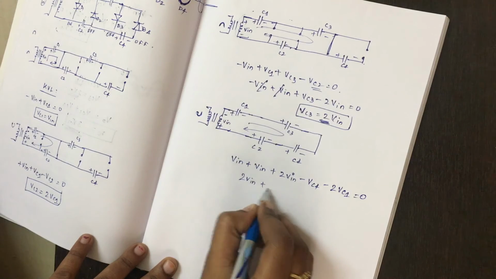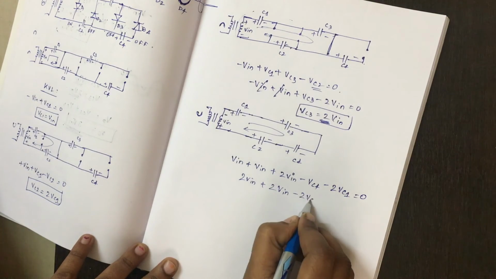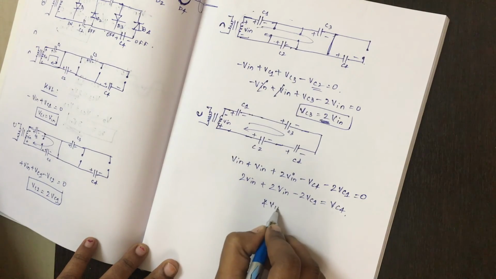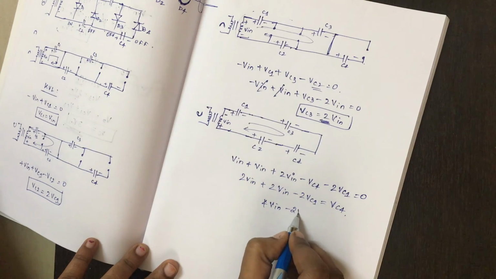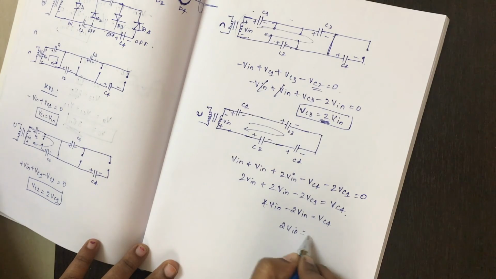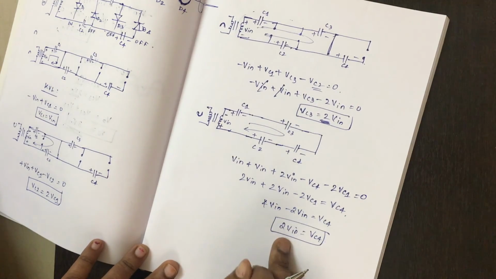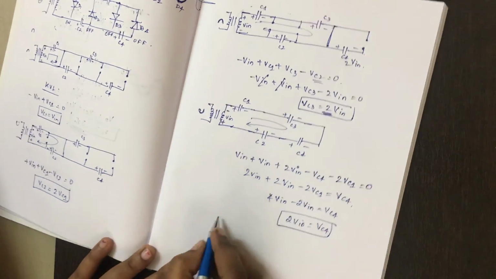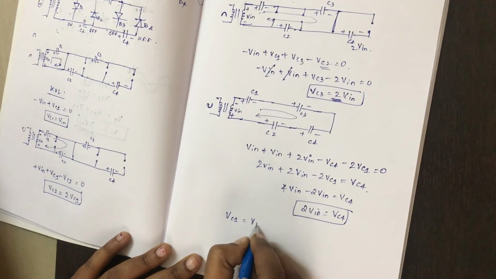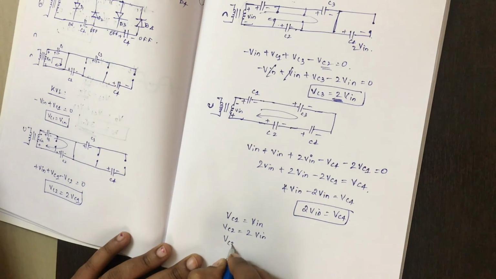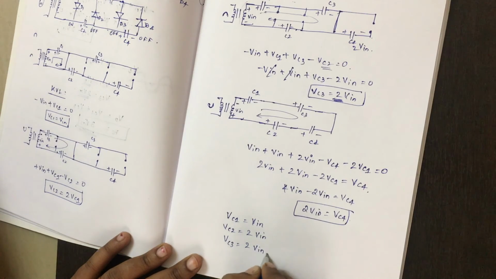2 Vin plus 2 Vin minus 2 Vc1. This we shall take to this side, Vc4. So 4 Vin minus 2 Vin equals Vc4. So 2 Vin is Vc4. So the voltage across capacitor C4 is also equal to 2 Vin. Voltage across capacitor C1 is equal to the input voltage. Voltage across capacitor C2 is 2 Vin. Voltage across capacitor C3 is 3 Vin, and voltage across capacitor C4 is also 2 Vin.